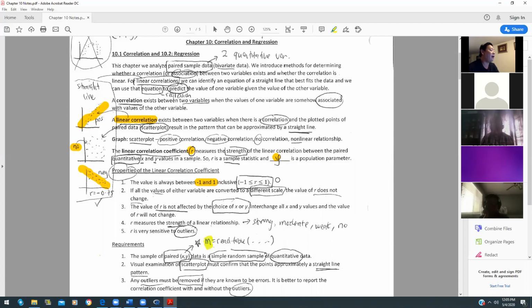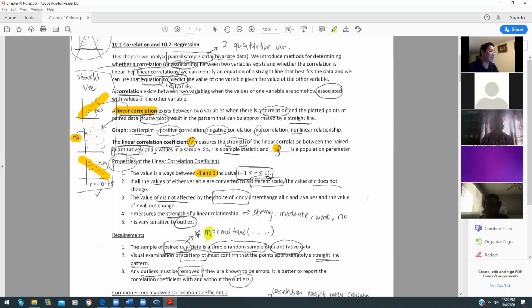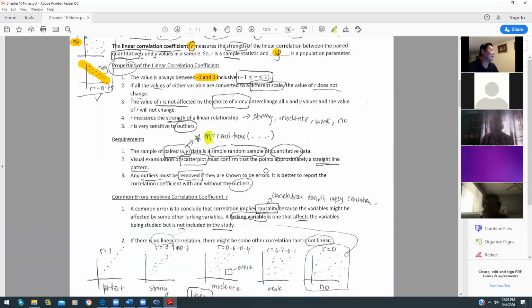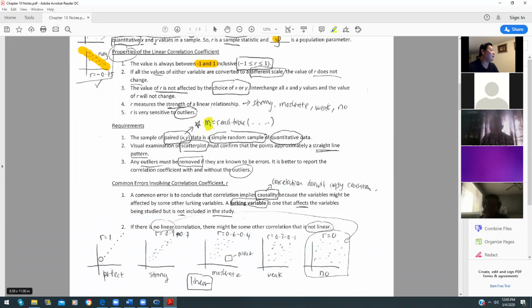What happens if your R is exactly 1? Because R can be exactly 1. If your R is exactly 1, this is the picture: your dots are all in a straight line. This is R is 1. When R is 0.9 or 0.7, you find that your scatter plot is a bit scattered like this. We call it strong. If it's exactly 1, we call it perfect.